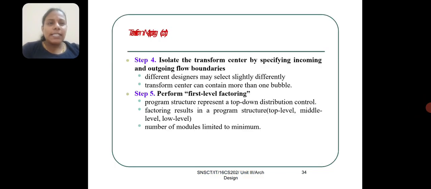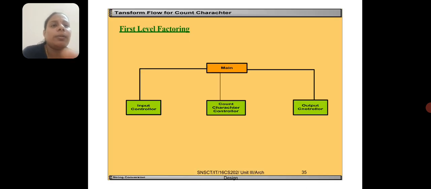And step 4, isolate the transform center by specifying incoming and outgoing flow boundaries. Different designers may select slightly differently. Transform center can contain more than one bubble. Step 5, perform first level factoring. Program structure represents a top-down distribution of control. Factoring results in a program structure, with the number of modules limited to a minimum.